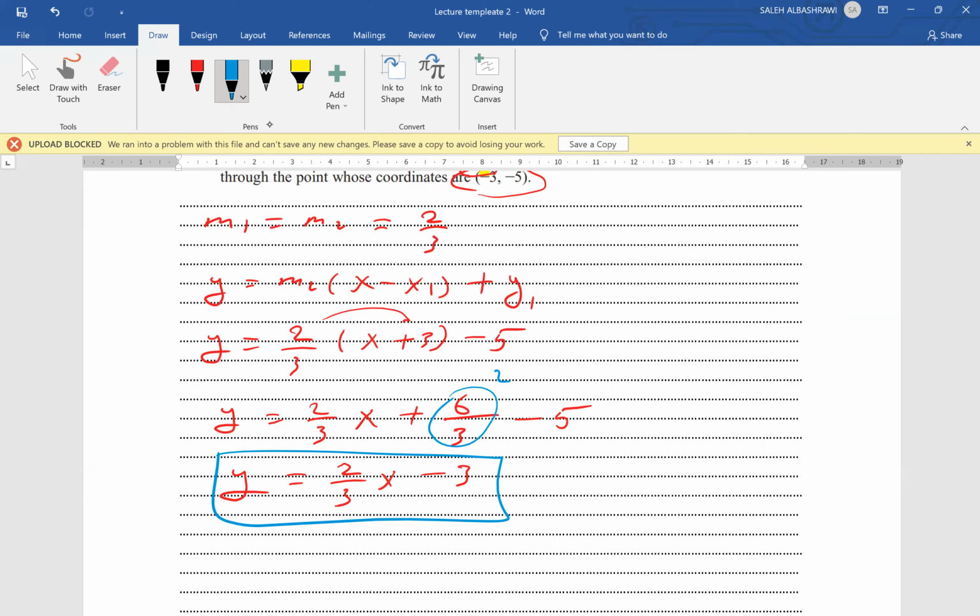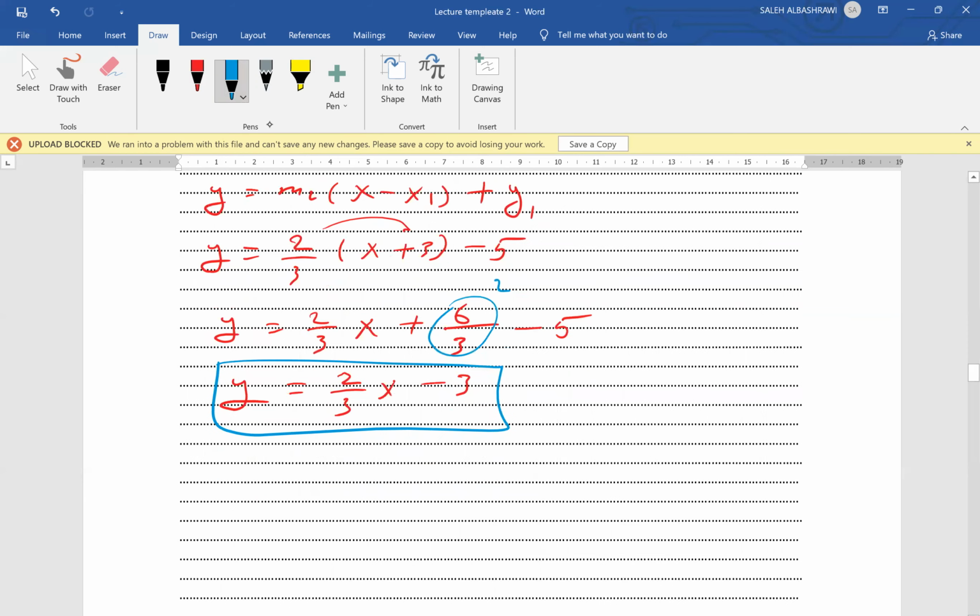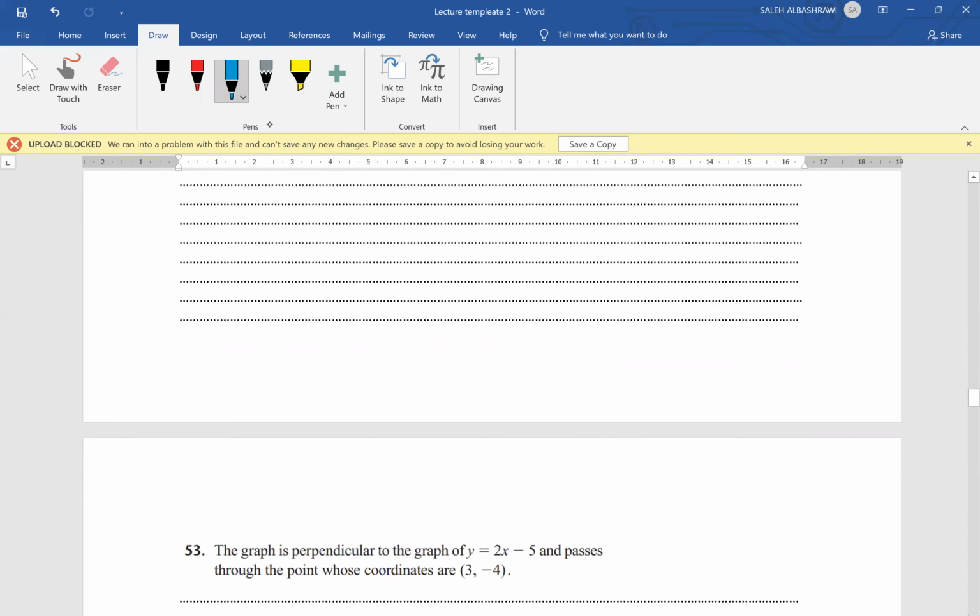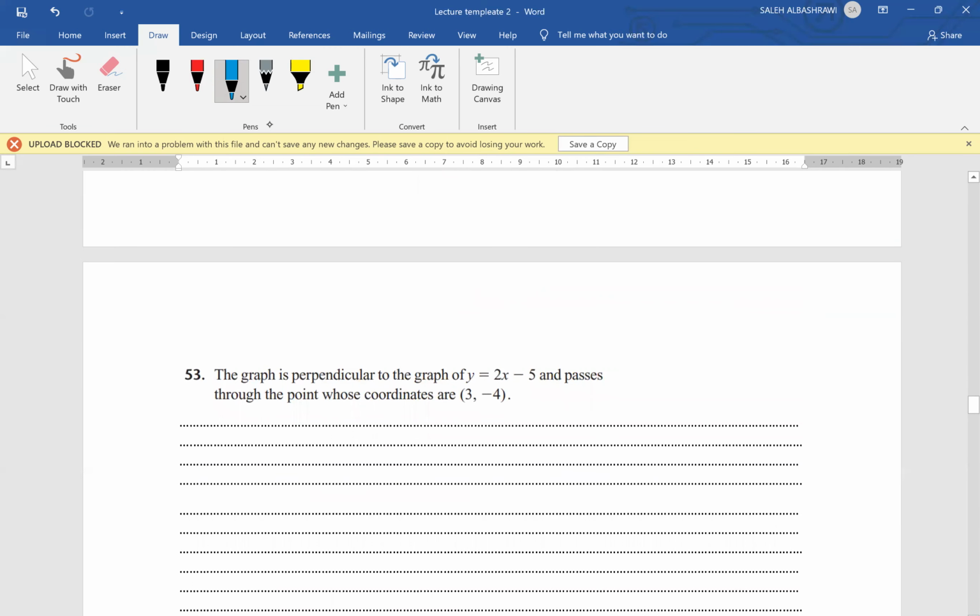For the second case, when we have two perpendicular lines, this will be the next example. The graph is perpendicular. In this case, we're asking about the perpendicular to the graph of y equals 2x minus 5. Since they are perpendicular, we know that m2 equals -1 over m1.